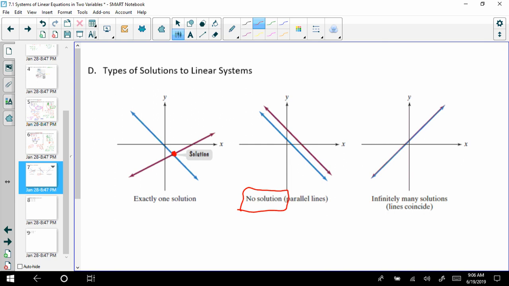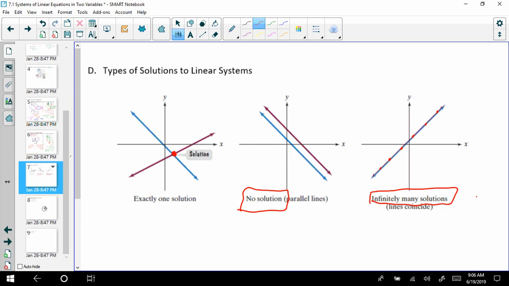And what happens, it's hard to see on this picture, but what happens if I graph my two lines and they're the exact same line? They're directly on top of each other. Well, then we would say infinitely many solutions. Every ordered pair is an answer because they would contain every ordered pair. Every ordered pair would work. They are the same exact thing.